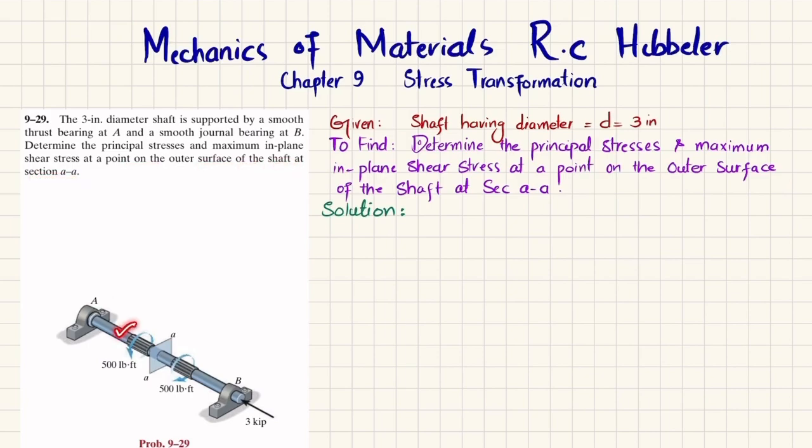So you can see this is the shaft. At point A we have a smooth thrust bearing, and at point B we have a journal bearing. The loading here is shown, this is axial load, and there are two torques at two different points opposite to each other shown over here. So you have to determine the maximum principal stresses and in-plane shear stress at this section AA on the outer surface of this shaft. So let's start with the solution.